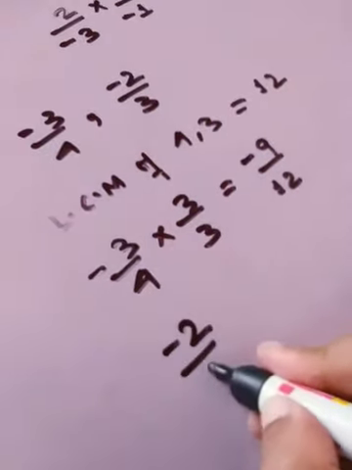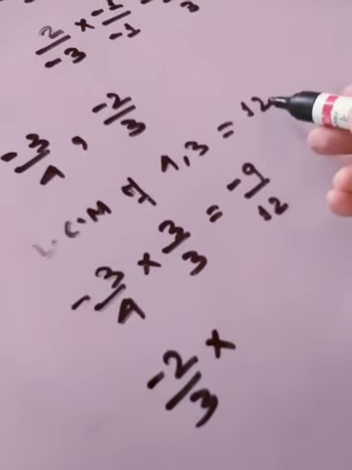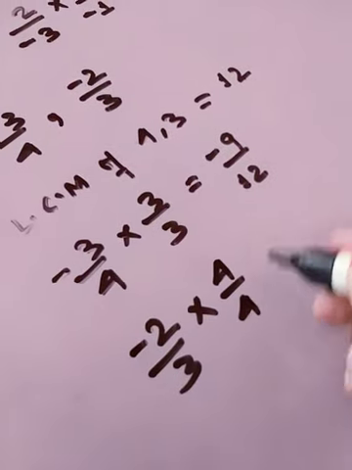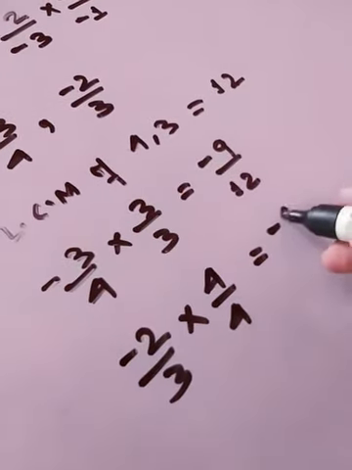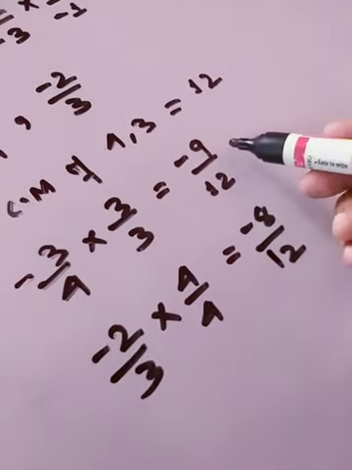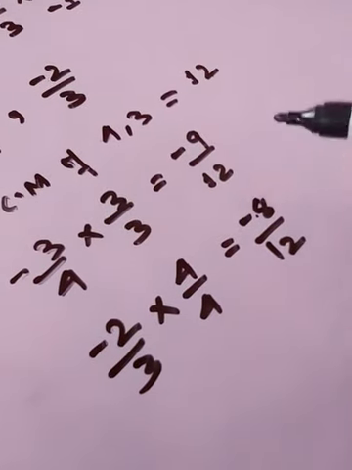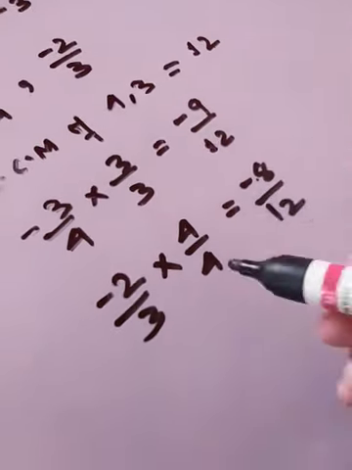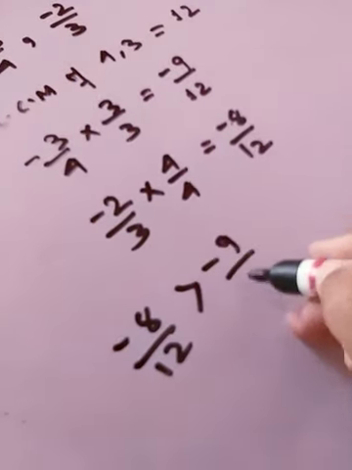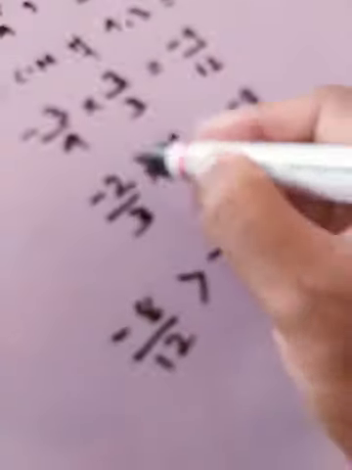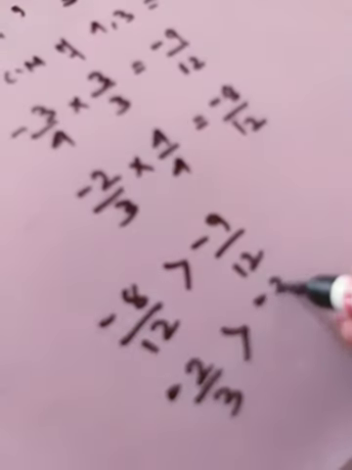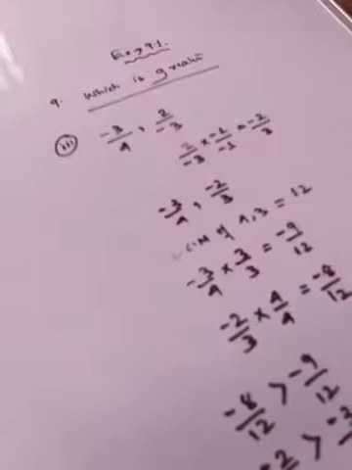Now minus 2 by 3, what do we do? Again we divide 12 by the denominator, that is 3. The answer is 4, isn't it? So minus 2 into 4 is minus 8, and 4 threes are 12. Now which is greater, minus 8 or minus 9? Which number is closest to 0? Obviously minus 8. So this fraction is greater than minus 9 by 12. We got minus 8 by 12 from minus 2 by 3. So minus 2 by 3 is greater than minus 3 by 4. This is the solution of sum number 3.